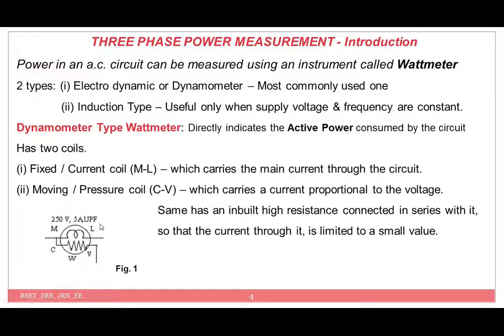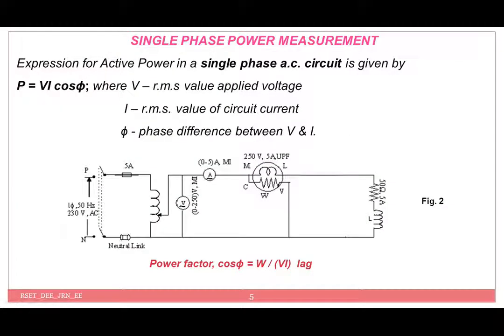So this represents the schematic for a dynamometer type wattmeter. ML represents the current coil, CV represents the pressure coil. M and C will generally be joined like this, and C will be connected across, and ML, being a current coil, will be connected in series. Before going into three-phase power measurement, you know the expression for power in a single phase system as VI cos phi, where V is the RMS value of the applied voltage and I is the RMS value of the circuit current. And this is a very simple arrangement which you have already done in your first year.